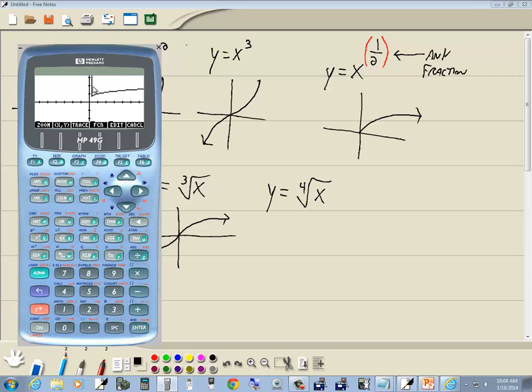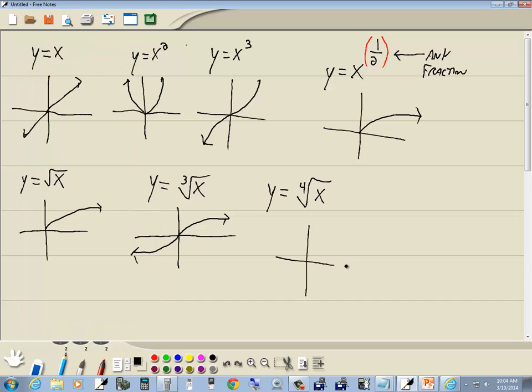Now I thought this was interesting right here. See how this is going straight up? That's a flaw with the calculator. It's not going straight up. It actually goes down to the origin. So it should look something like that.